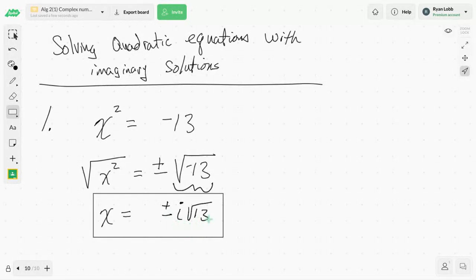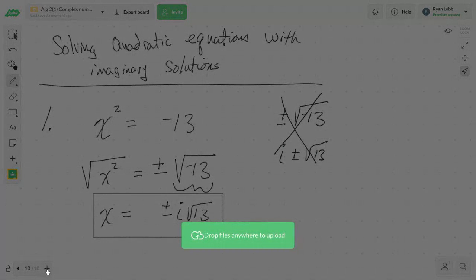And why I made a point of it is that a common mistake is this kind of thing. Pay attention to what I'm saying the mistakes are. A common mistake is to pull the i out, but then write it like this. That's not correct because now this is i plus the square root of 13. It really needs to be i times the square root of 13. So this is a big no. Don't do that. So there's the first one. Pretty straightforward, really kind of one step in terms of solving for x.